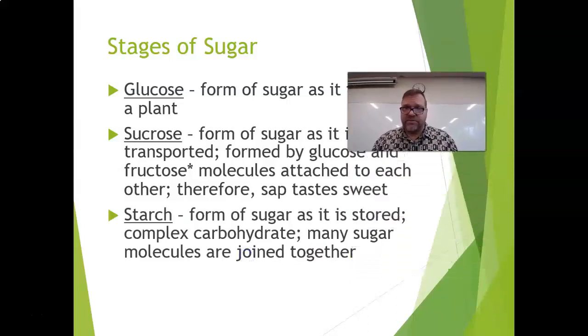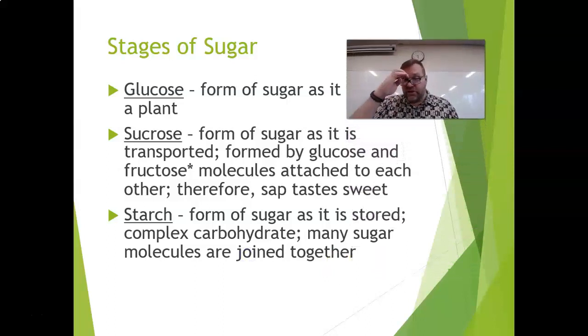starch. Starch is a form of sugar as it is stored. Complex carbohydrate. Many sugar molecules join together. So think of this as like a sugar in storage waiting to be used. That's starch. Bread has lots of starch. It's a carbohydrate, complex carbohydrate. That's why bread and pasta are really good for people who are athletes, because it gives you a long, steady supply of stored energy that you can use in competition.